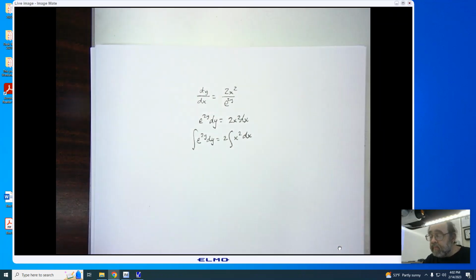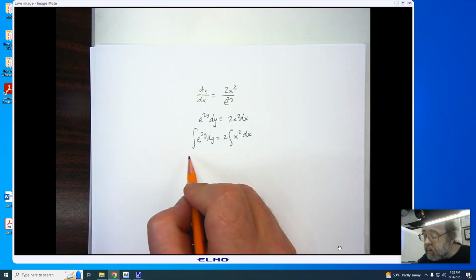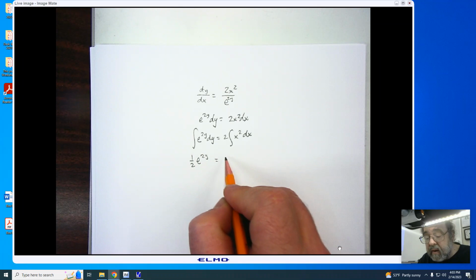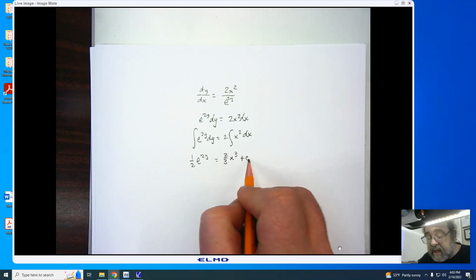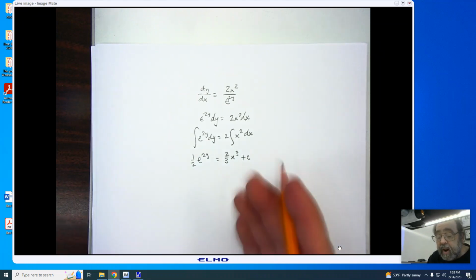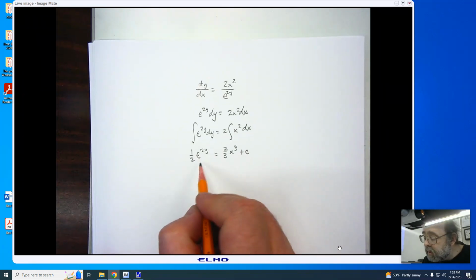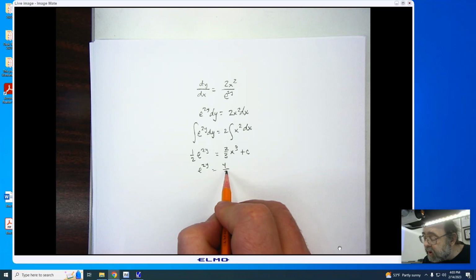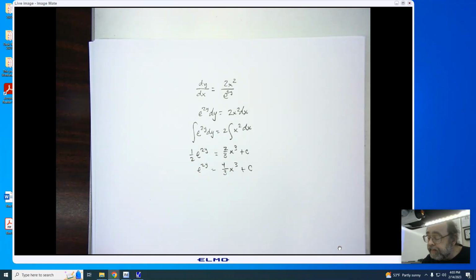Now, once we get here, please be aware if we do use a u substitution, it's going to give us a 1/2. So we are looking at 1/2 e to the 2y, and this will give me 2/3 x cubed plus c. Now I'm going to multiply both sides by the 2. So I have e to the 2y is equal to 4/3 x cubed. And just because we multiply c by 2, it just makes a constant again.